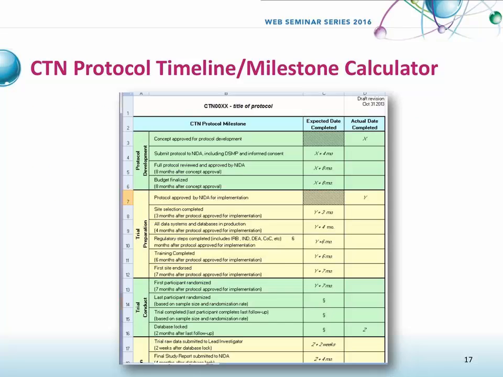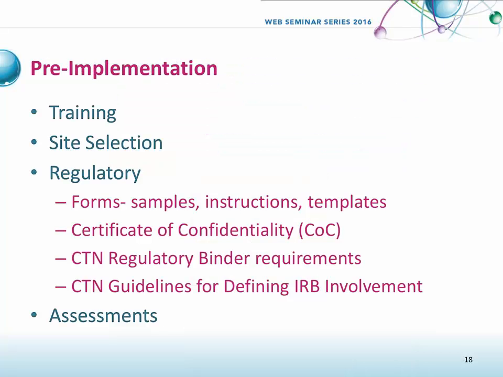The next section that I want to talk about in the toolbox is the pre-implementation section. And here we've partitioned it into training, site selection, regulatory, and assessment. The training section is CTN specific, so it really talks about the training requirements that are relevant for the CTN trials. For example, what is a training plan? What do we mean when we say training plan? How do we document training in the CTN?